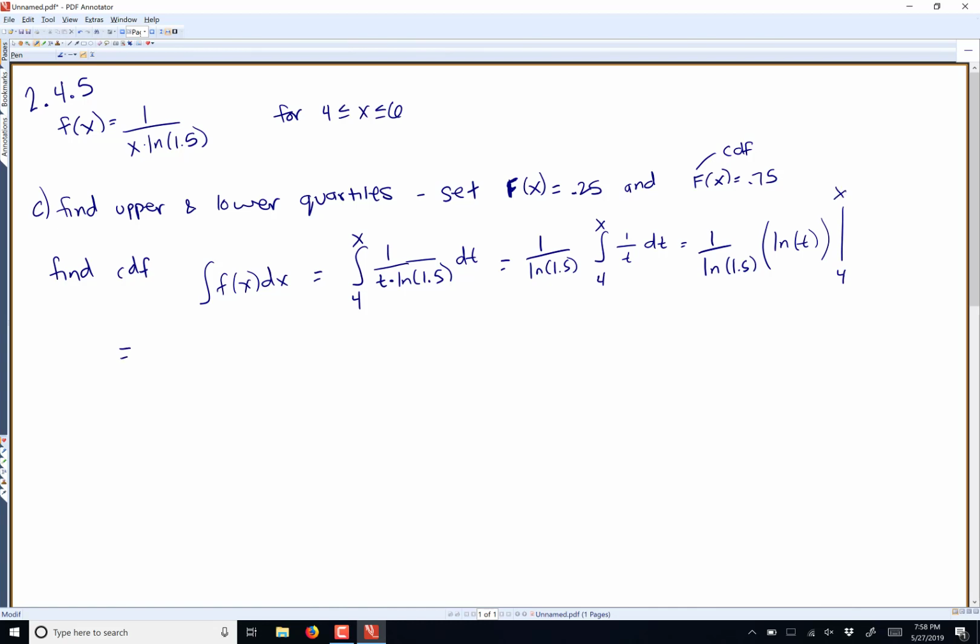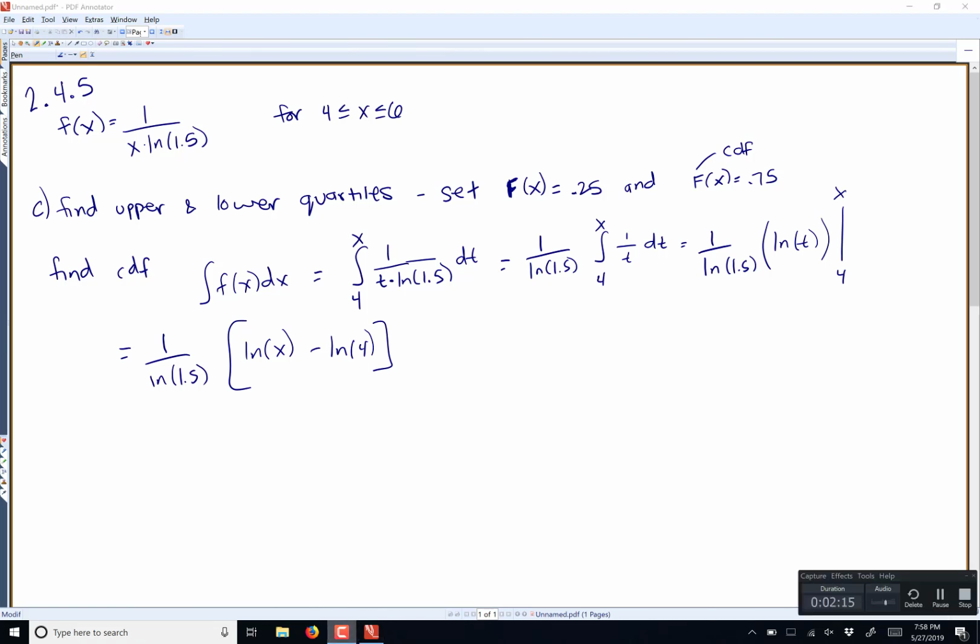So when we evaluate, we plug in the top limit first. So we have 1 over natural log of 1.5 times all of this. So we'll do the natural log of x minus the natural log of 4. So that is our CDF. You could change this all to decimals. It would probably actually make your life a lot easier. But let's go ahead and try my lower limit of 0.25.